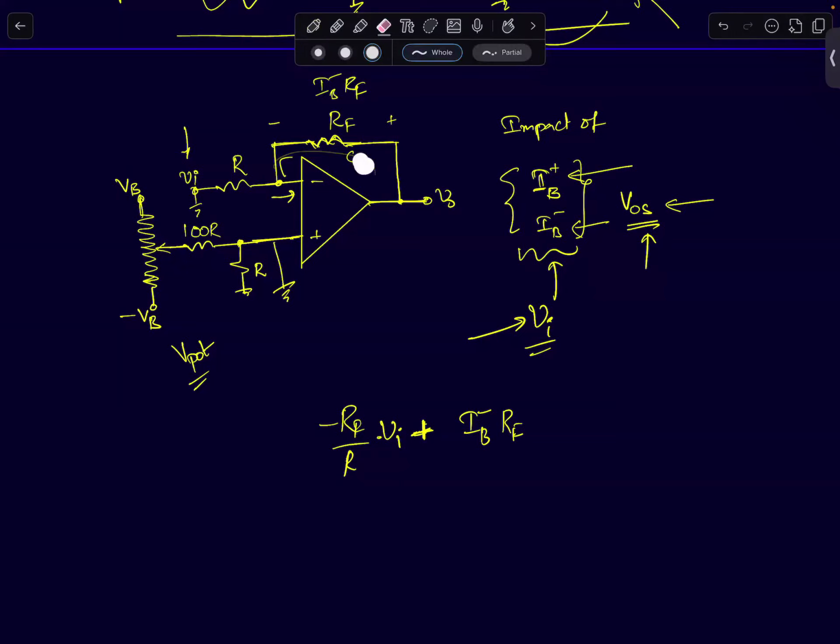The next step, once you have analyzed these two, is IB plus. Only IB plus is present.